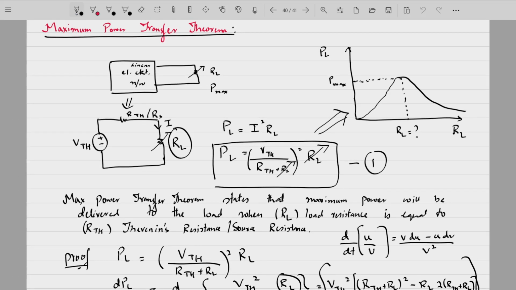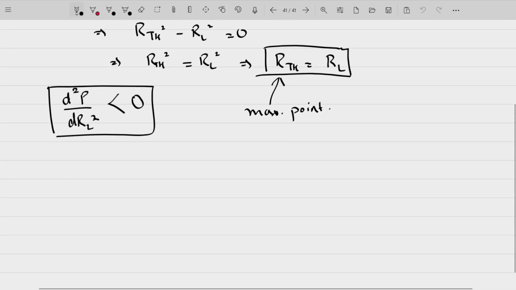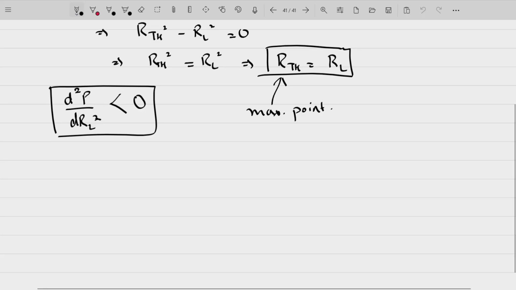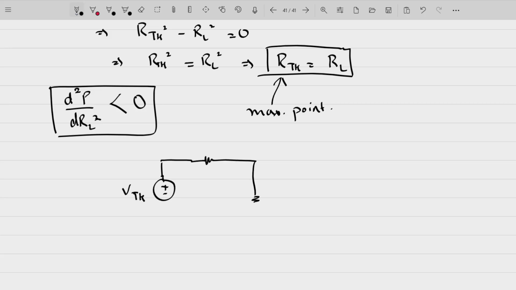So this is the proof of the maximum power transfer theorem. You have to simply find out the power being delivered to the load, differentiate that with respect to the load resistance and equate it to 0. From that, what we find is that maximum power will be delivered to the load when the load resistance is equal to the Thevenin's resistance or the source resistance. So when RTH is equal to RL, you have this circuit now. So maximum power will be delivered when RL will be equal to RTH.